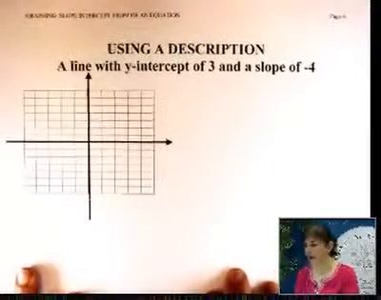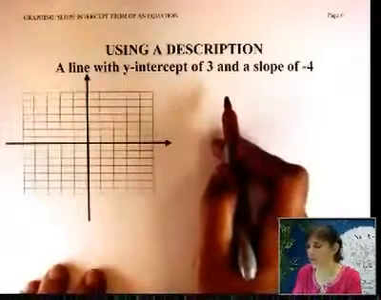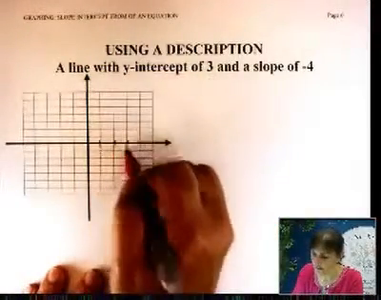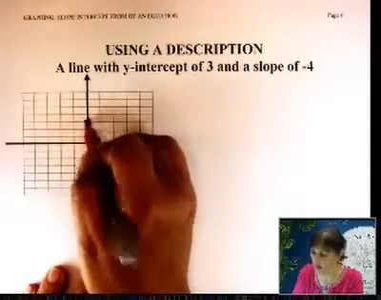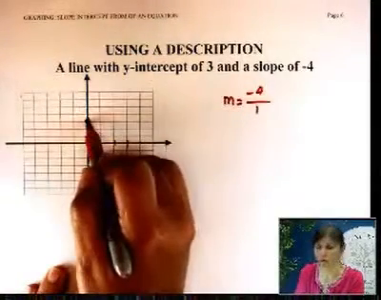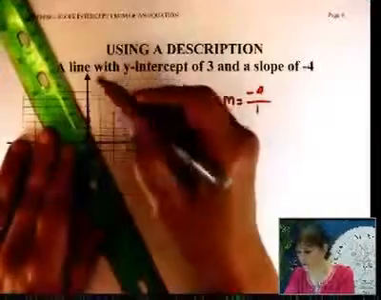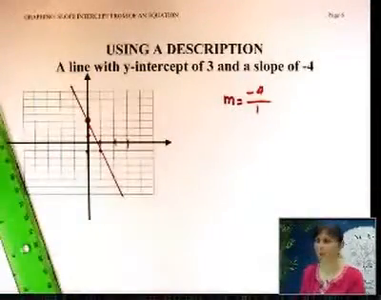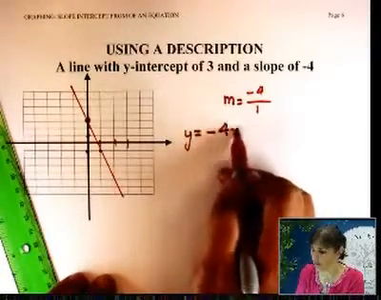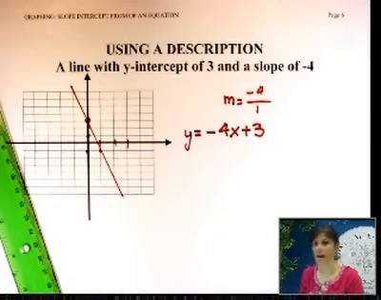Okay. Or you can actually be asked to do this with words. A line with y-intercept of 3 and a slope of negative 4. Let's draw it first and then we'll put down the equation. Y-intercept of 3. Here it is. And slope of negative 4. Slope of negative 4 means you're going to go down 4, 1, 2, 3, 4, and 1 over, and now you draw. Here's the picture of it. What will be the equation? Y equals m, negative 4, and b, 3. Here's the description, and here's the graph, and here's the equation.